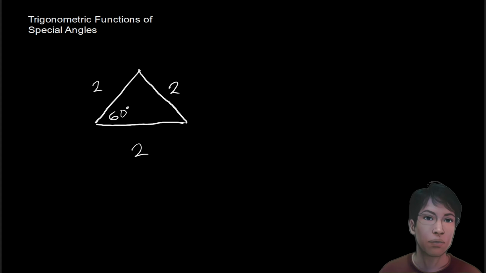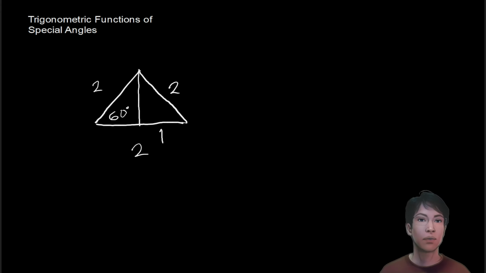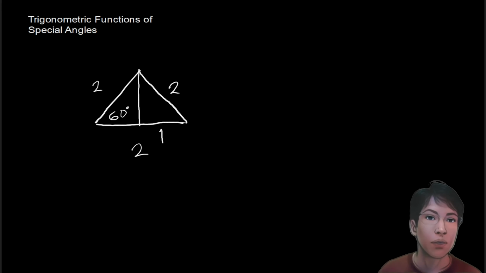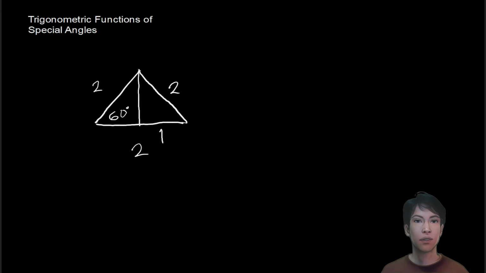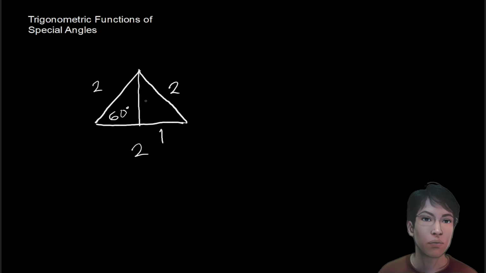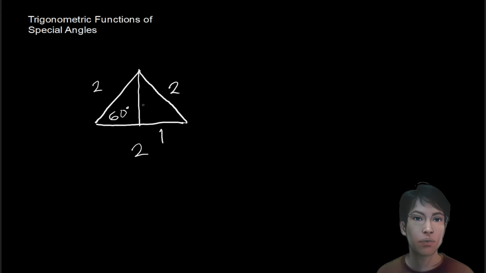If I were to drop a perpendicular line from the vertex, then this side is now 1. So the height of the triangle, applying the Pythagorean theorem, gives you square root of 3. Let me draw that triangle over here.